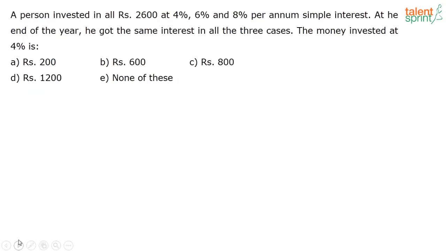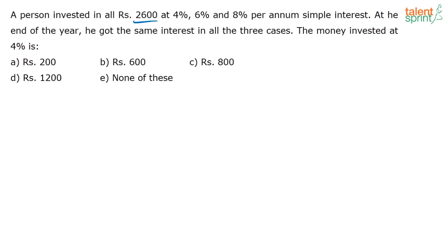So, the next question is there on your screen. A person invested in all rupees 2,600 at 4%, 6% and 8% per annum simple interest. At the end of the year, he got the same interest in all the 3 cases. The money invested at 4% is dash. So, the first thing you have to understand in this question is what is given. A person is investing in all 2,600 rupees at 4%, 6% and 8% per annum simple interest. At the end of the year, he got the same interest in all the 3 cases. The money invested at 4% is what?